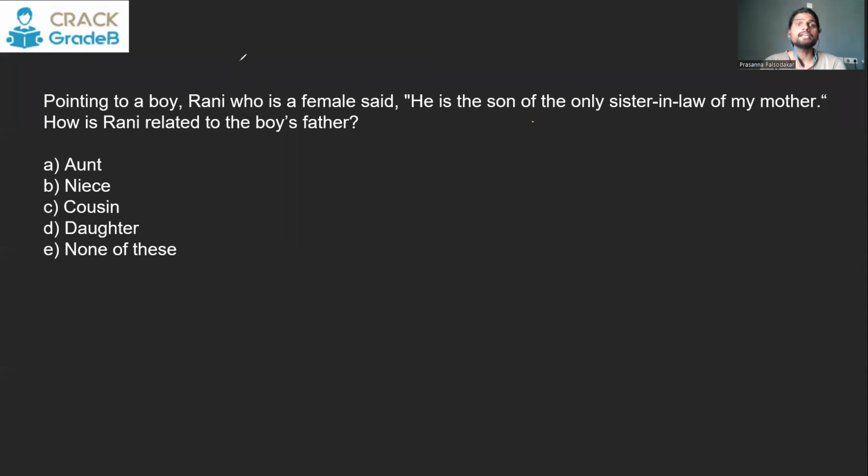Pointing to a boy, Rani, who is a female, said he is the son of the only sister-in-law of my mother. For these type of statements, you can always start from the backwards, because in our native language, we have the habit of saying, in Hindi, uski mother ke bhai. Let's say the person is X, X ke mother ke bhai. So I can show it easily like this.